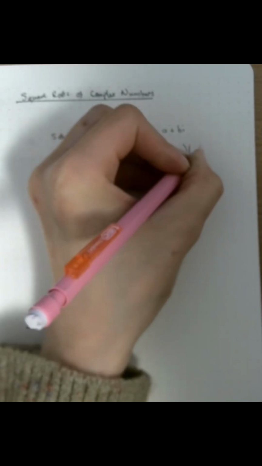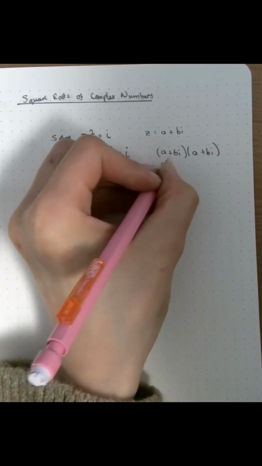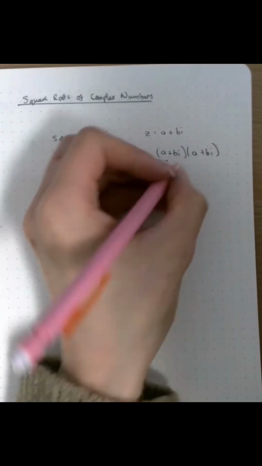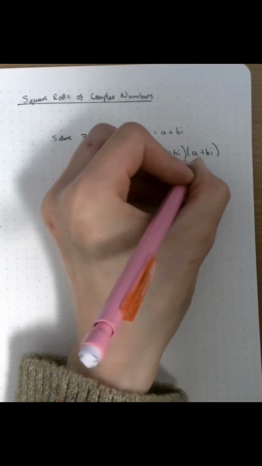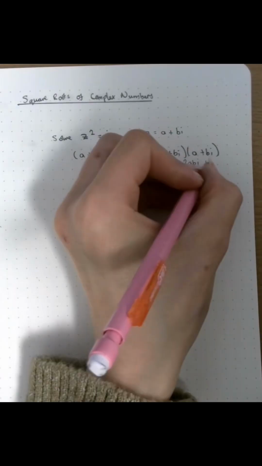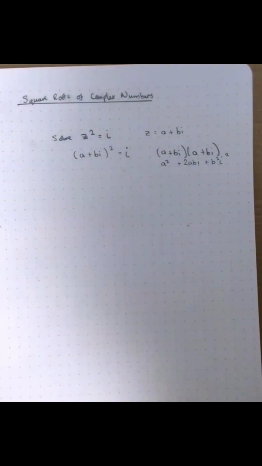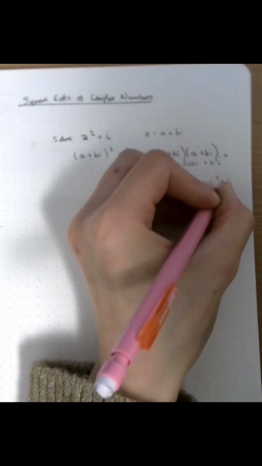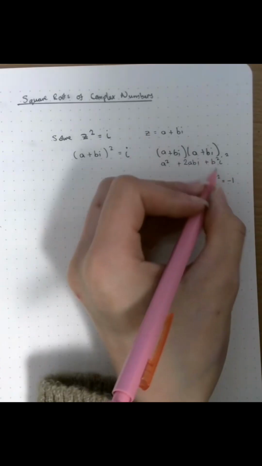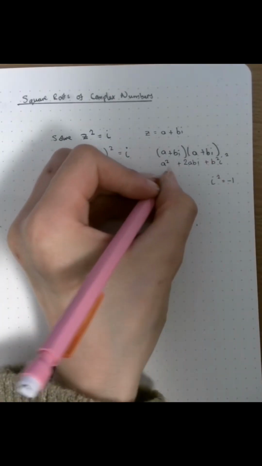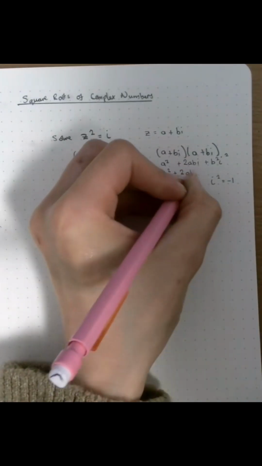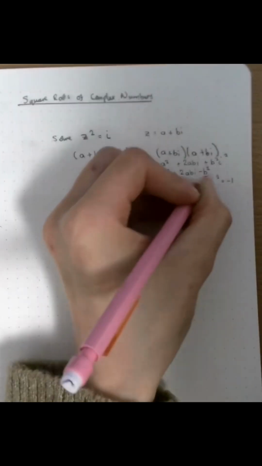So if we do a plus bi, a plus bi, a times a will give us a squared, then we're going to have a plus abi and another plus abi, so that'll be plus 2abi, and then we'll have a plus b squared i squared, like so. And then if we remember about i squared, we know that i squared is simply just negative 1. So this whole thing here will just become negative b squared. So that is a squared plus 2abi minus b squared.